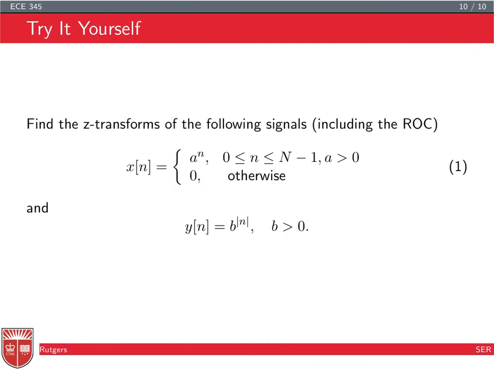So now that we went through all these properties, there are a few exercises to do at home, which is to find the z transform, meaning find its expression as a function of z, but also find the ROC of the following two signals, x[n] and y[n]. And you're going to apply the properties that we've seen before. So this is for you to try at home.